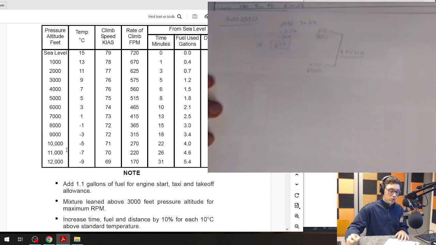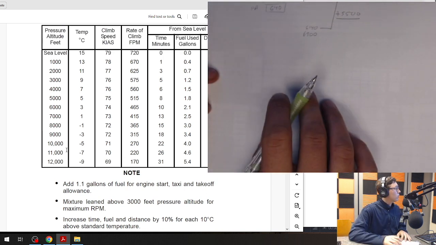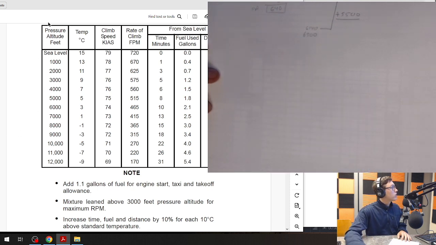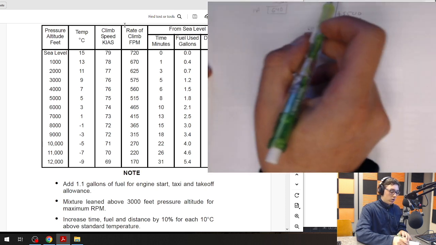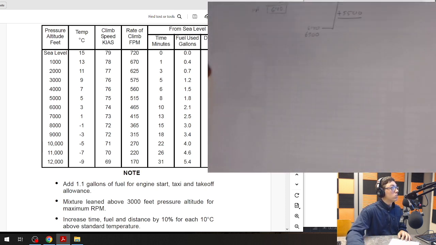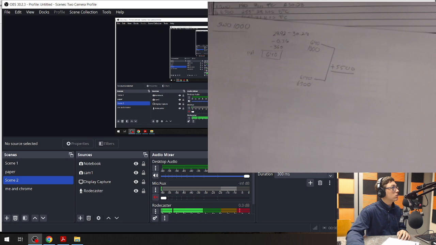All right, let's do this step by step. I want you guys to note the pressure altitude column on your left, and my rate of climb over here. All right, we already calculated. Let me make sure you guys can see. Oh, there we go.